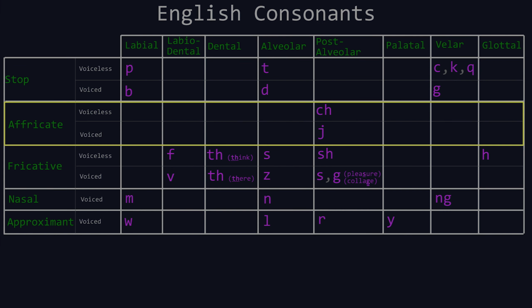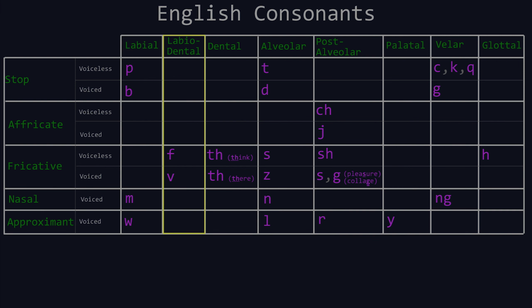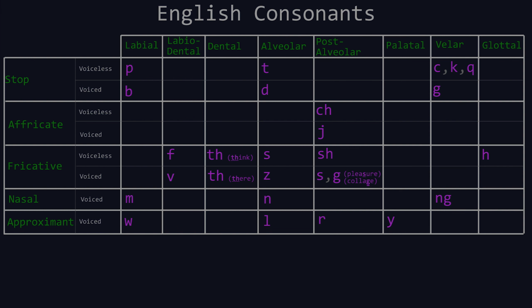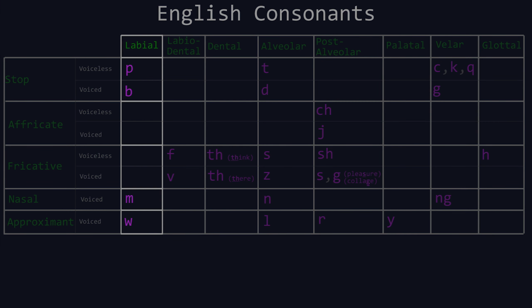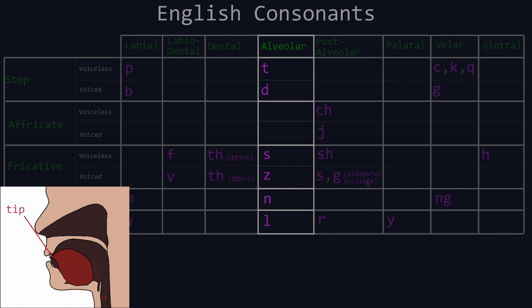The horizontal rows categorize different manners of articulation, which are based on patterns in airflow and air pressure. The vertical columns, on the other hand, categorize different places of articulation, which have to do with the actual shape of the mouth. So, for example, all labial sounds are made with your lips pressed together. Pa, ba, ma, wa. On the other hand, all alveolar sounds are made with the tip of the tongue up near this structure behind the top front teeth, called the alveolar ridge. Ta, da, sa, za, na, la.